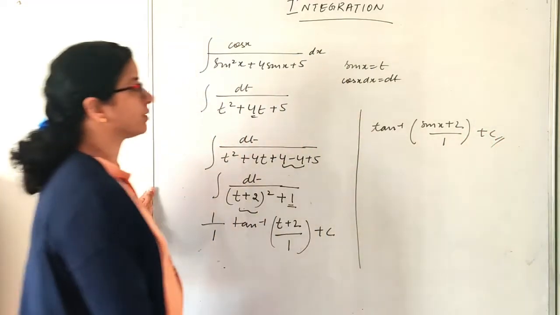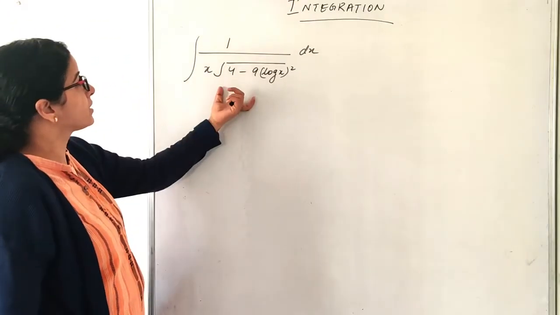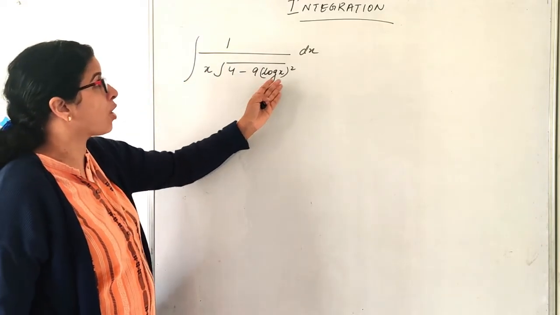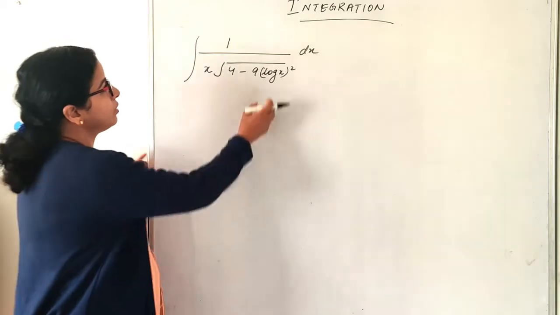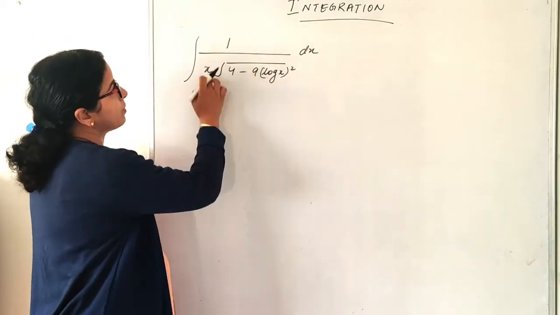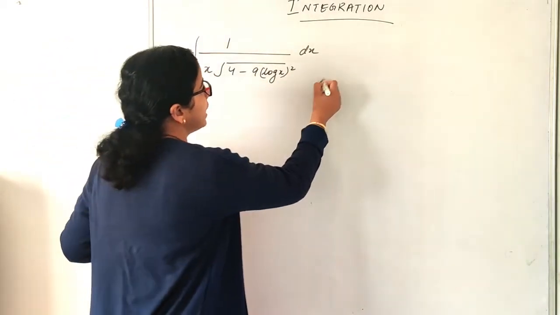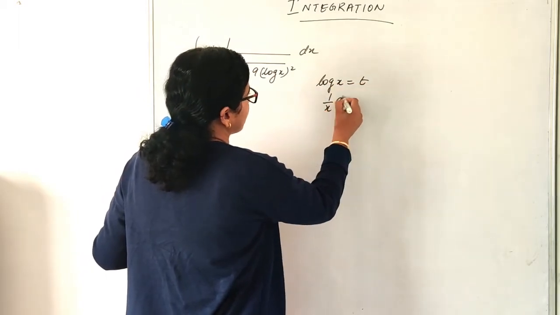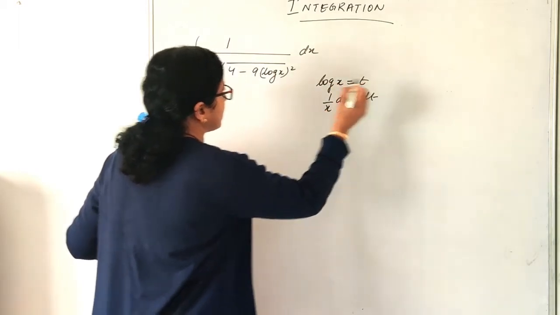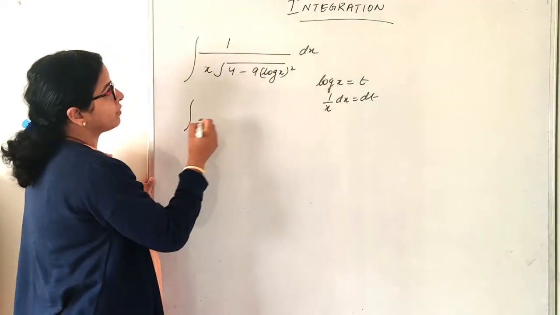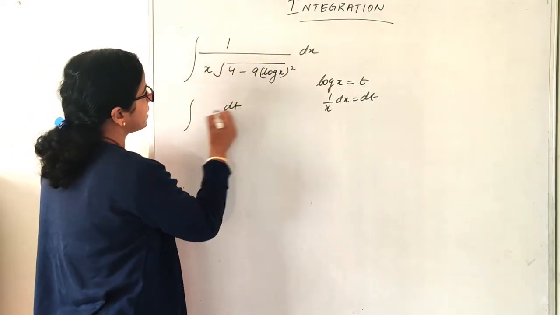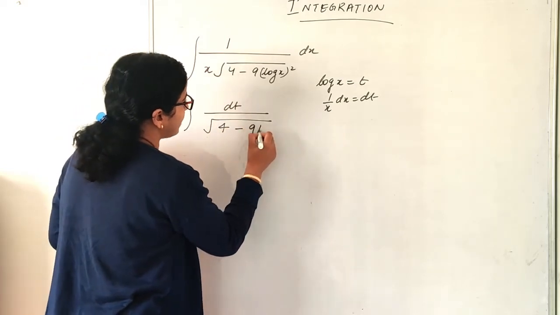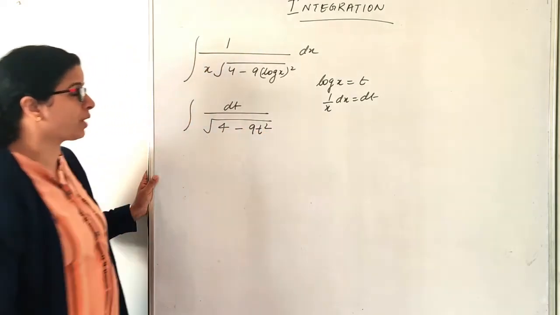That's it. Okay. Now let us take this one. So I have 1 upon x under root 4 minus 9 log x whole square, right? And I know that the derivative of log x is 1 by x. So what I am going to do? I'll substitute log x as t, 1 upon x dx is equal to dt. So my integrand will reduce to dt upon root 4 minus 9t square. Okay.